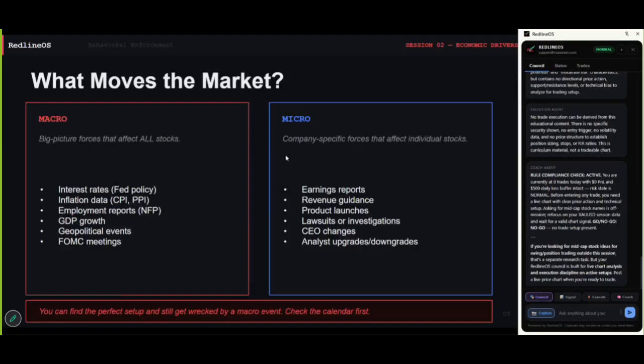Economic drivers. So this is the next part of the course. We started at 4 o'clock, so thank you all for joining. The next part of the course is going to be what actually moves the market at the macro overview level, right? We have things like interest rates.